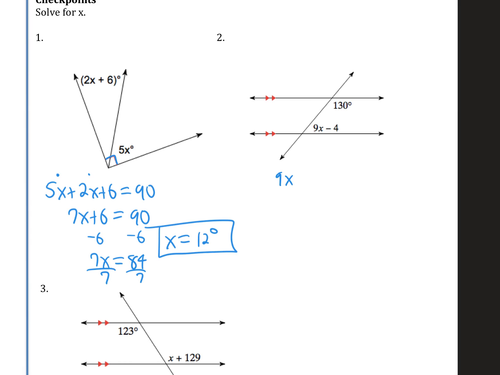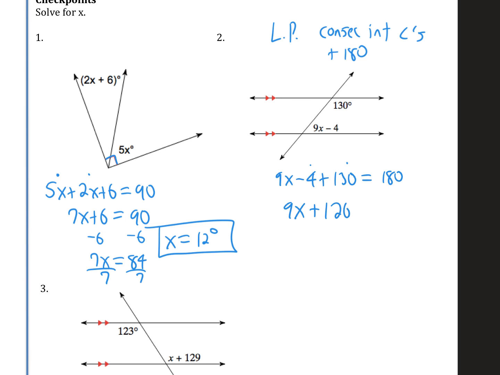So remember, only linear pairs and consecutive interior angles add to 180, okay? The rest of them are going to be equal to each other, okay? So 9x minus 4 plus 130 equals 180. All right. Combine like terms. Negative 4 and 130. We have 9x plus 126 equals 180.